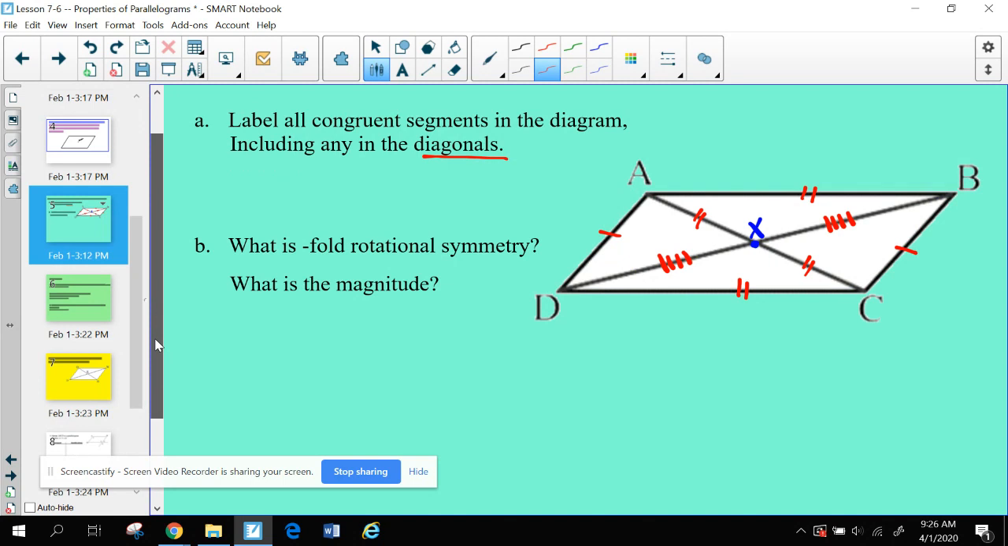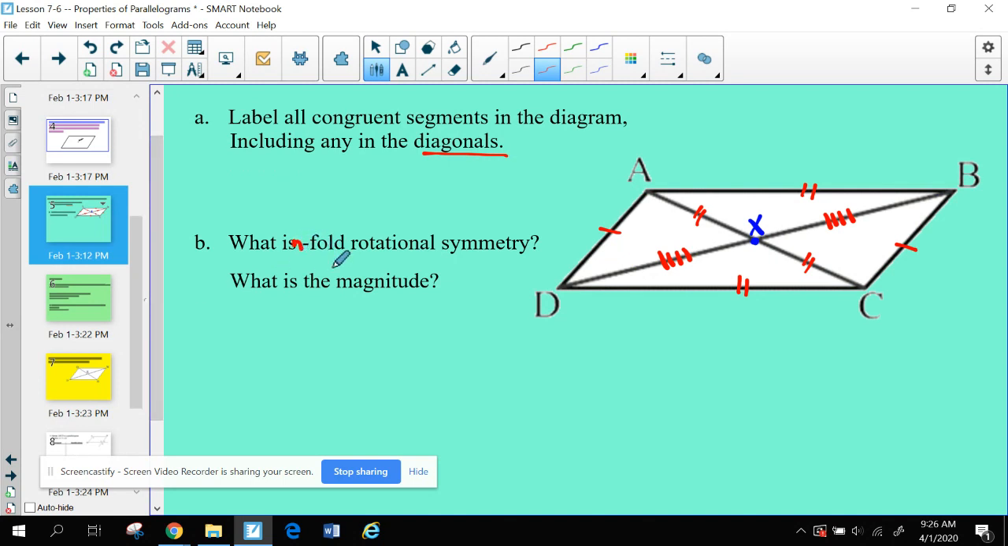It says, what is the n-fold rotational symmetry? Right, we just wrote down in our theorem that this is going to be twofold. If I want to find the magnitude again, we just always divide 360 by what the n-fold is. So this magnitude would be 180 degrees.